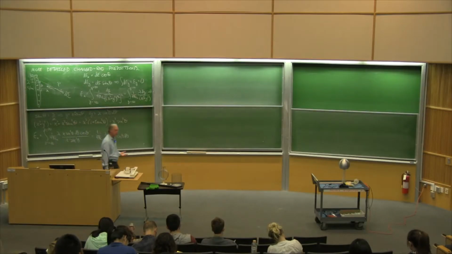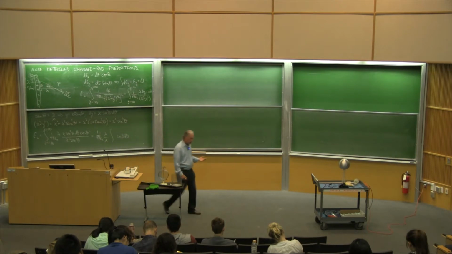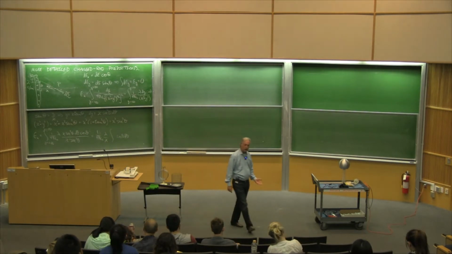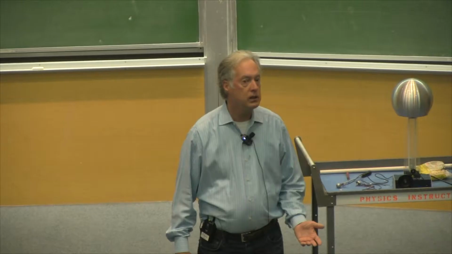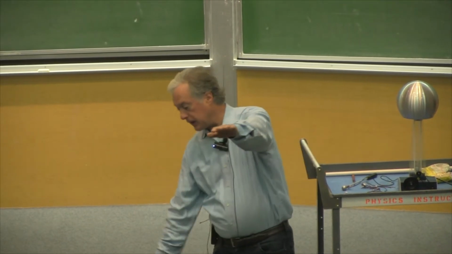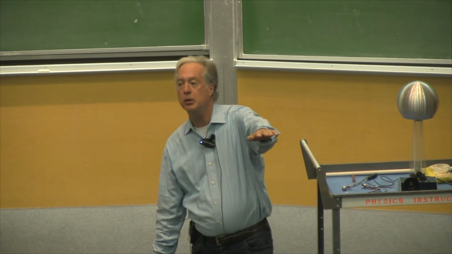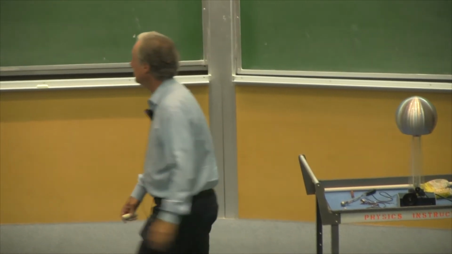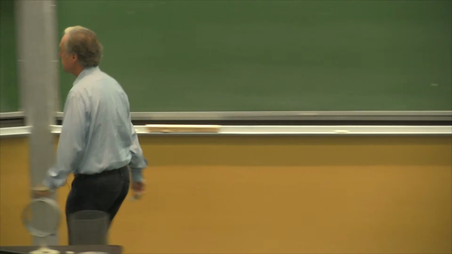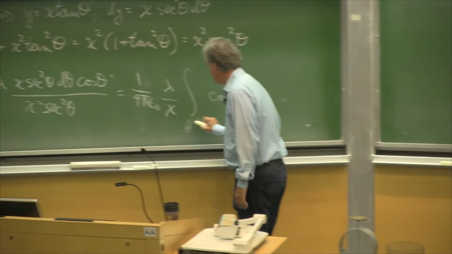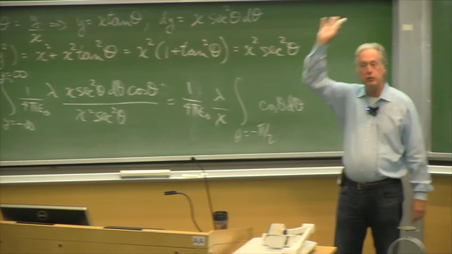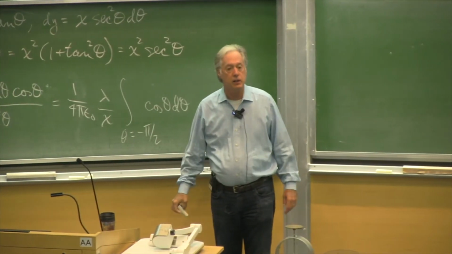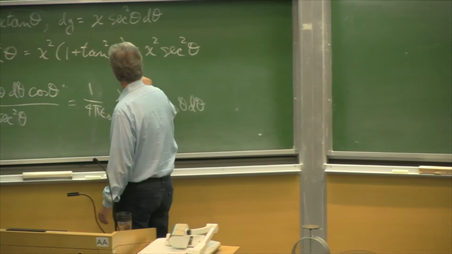Let's now let the physics guide us here. We're going from y equal minus infinity. What's the theta value for that? It's down there, so it's a minus pi over 2. So theta is minus pi over 2. And up above, to go to infinity, what's the theta value there? Pi over 2.